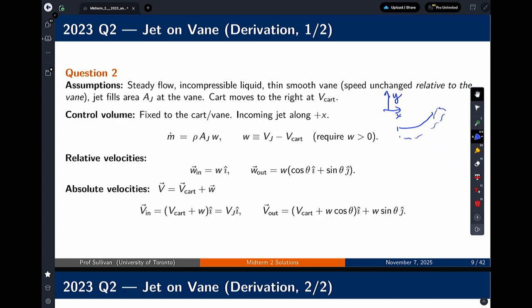Any questions so far? When you define the y and x in the way you did, would the velocity of the cart not be the positive one, or you just subtract it? Never mind.